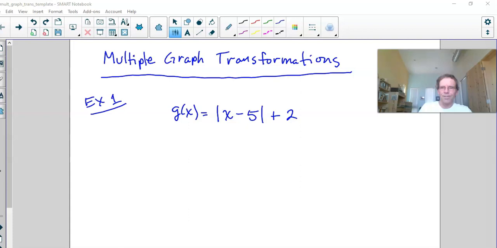Algebra students, all right, today we're going to look at multiple graph transformations. And to start with, let's look at this first example. It says g of x is the absolute value of x minus 5 plus 2. There's a couple things happening here in terms of graph transformation. And let's review graph transformation real quick.